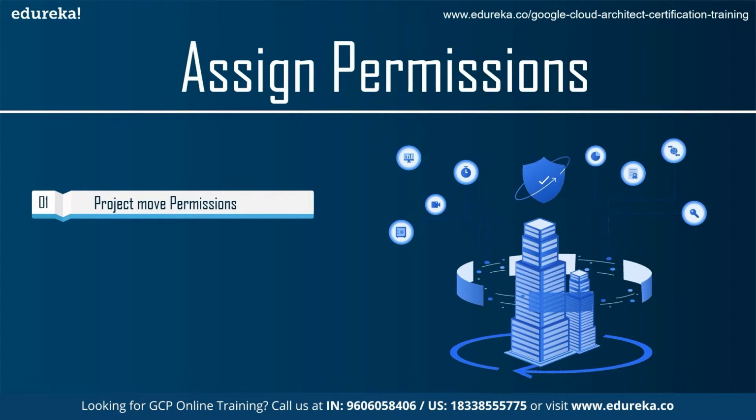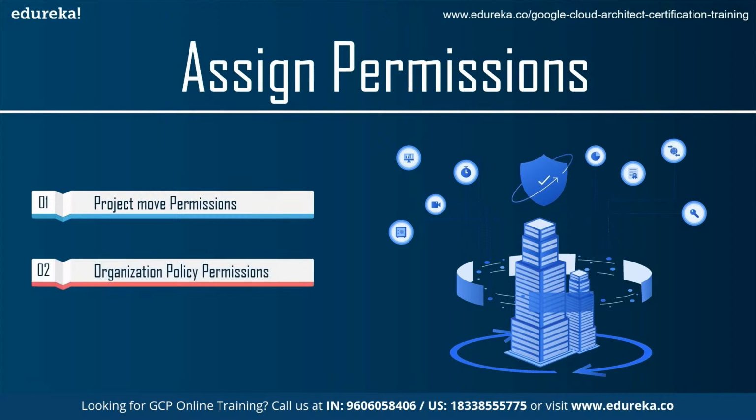If the destination resource is an organization, you need the project creator role or another role that includes the resource manager project create permission. Now the second thing is organization policy permissions. So on the source and destination organizations, you must have the organization policy admin role, which grants permission to create and manage organization policies.